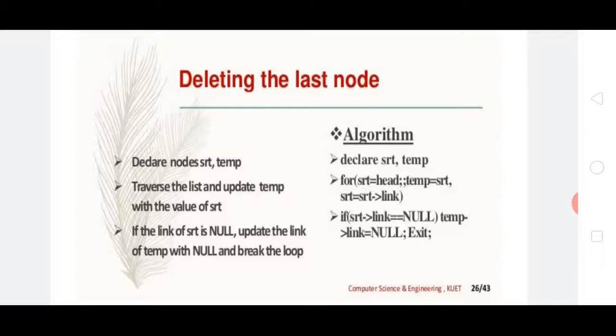By using the for loop, first the temp pointer is pointed to the first node. This temp pointer moves from the first node to the second node, second to third, and third to the last node. By using the for loop, the pointer temp moves from first to the last node. If SRT is pointed to link is equal to null, then temp is pointed to link is equal to null and exit. If the temp pointer is pointed to link, basically it is null, then the program will automatically exit.